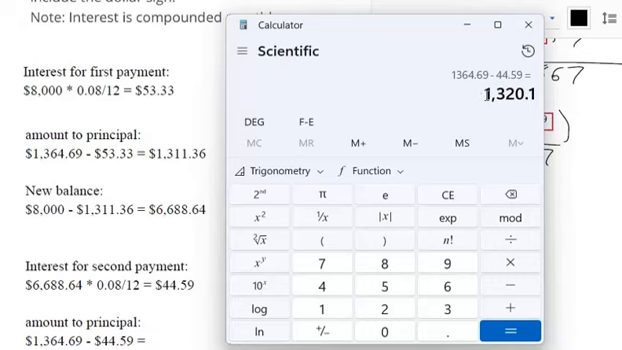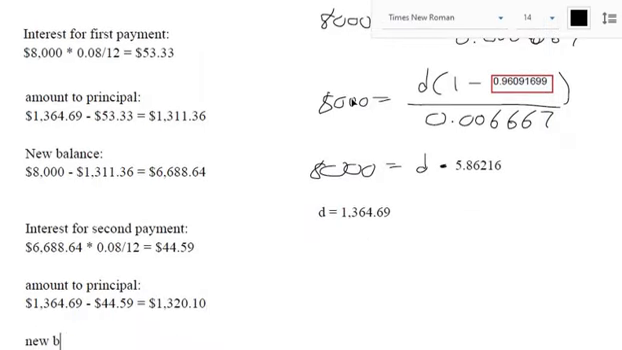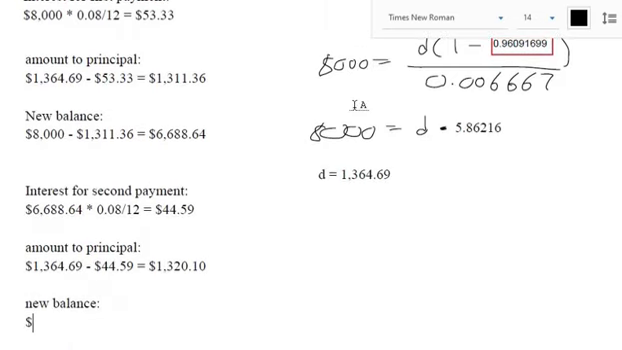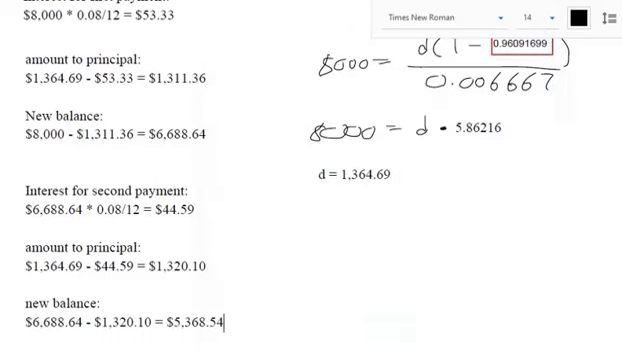So $1,320.10 is the amount that goes to the principal. So the new balance, don't use $8,000. You already paid one monthly payment, so we cut down our balance. We're subtracting that new amount that's cutting down our principal. So this is our balance, $5,368.54. That's how much we still owe after the second payment.